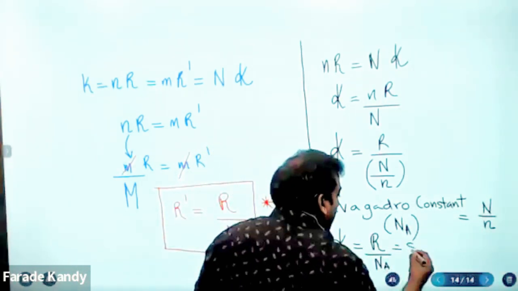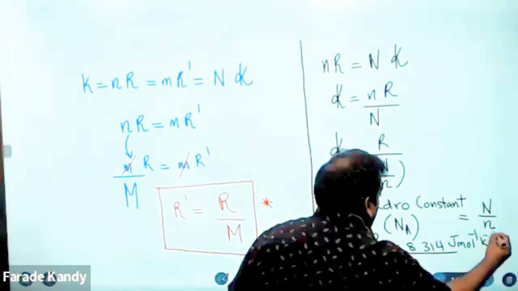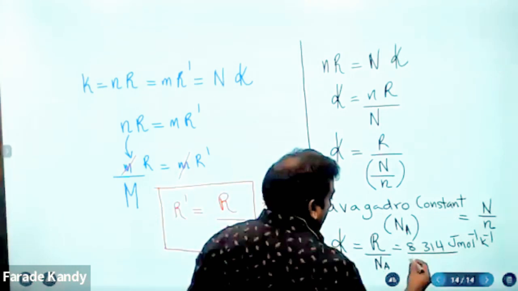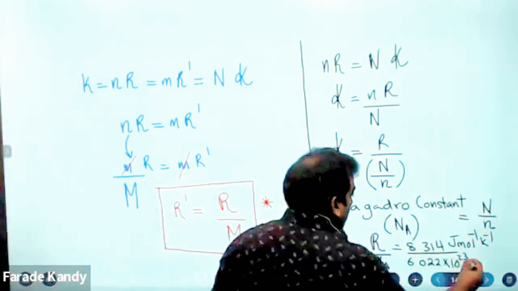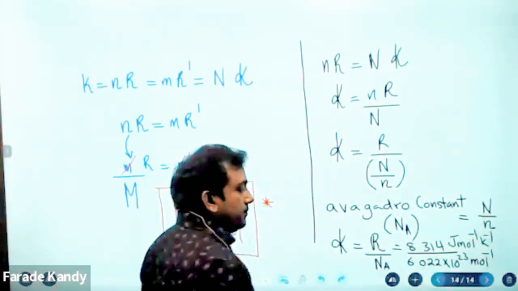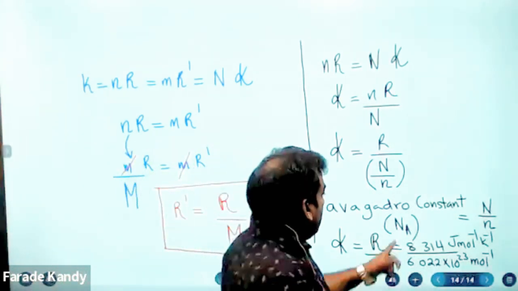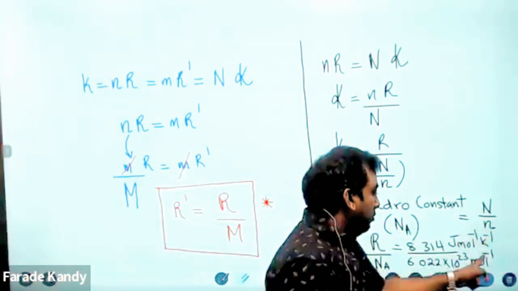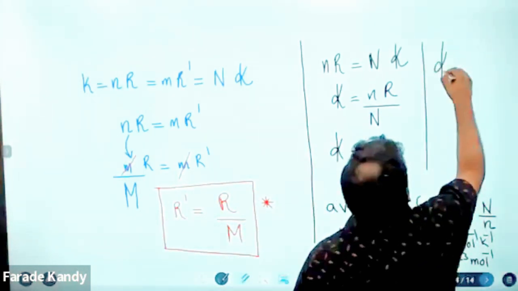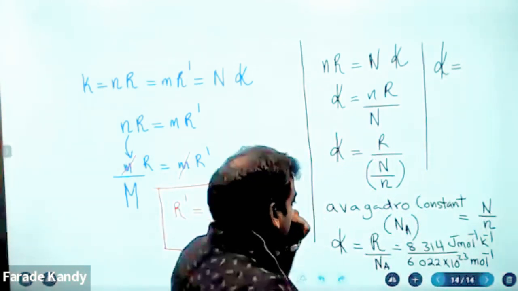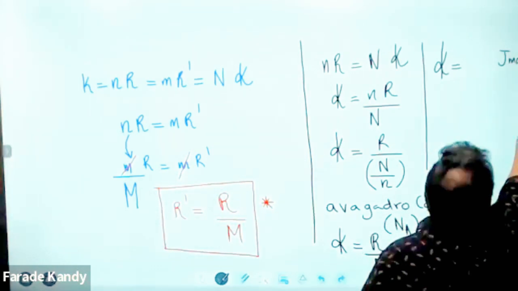So 8.314 joule per mole per Kelvin divided by how much? 6.022 times 10 to the power 23 number of molecules per mole. Okay, no? Avogadro constant is number of molecules per mole. If you divide this, you can get the value for Boltzmann constant. So joule per Kelvin, it will come. To divide it, you will get a particular value.